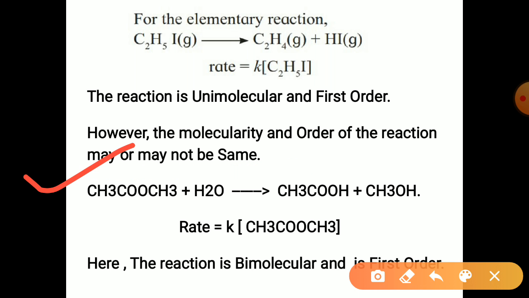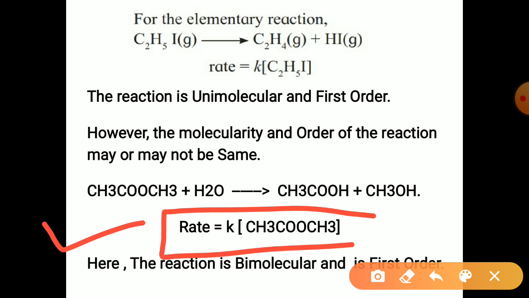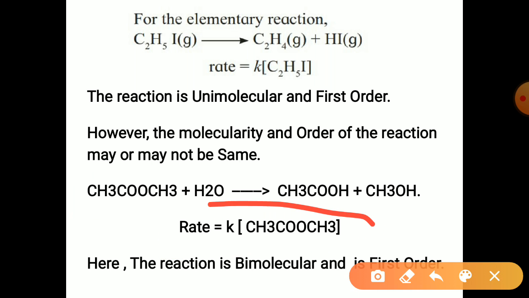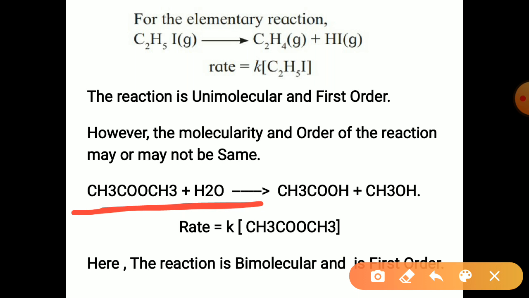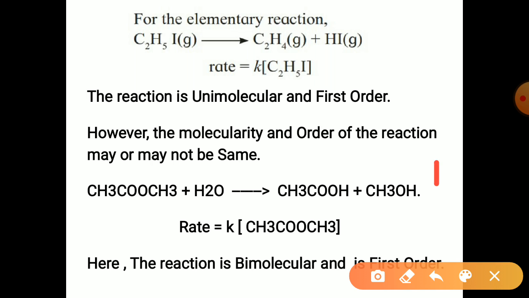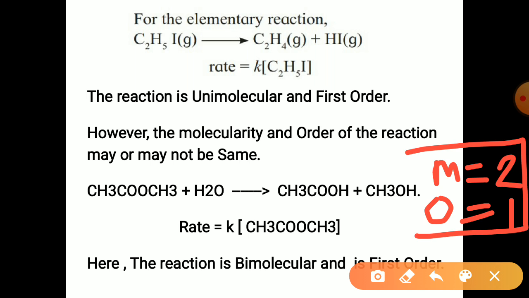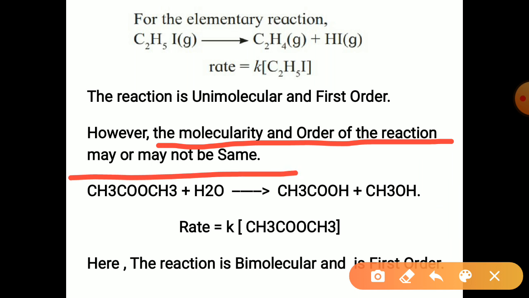In this reaction, methyl acetate undergoes hydrolysis to form acetic acid and methanol. The rate law is written in this way. The power of the concentration term is 1, so the order is 1, that is, first order. As two molecules are involved in this reaction, the molecularity is bimolecular. Here molecularity is 2 and order is 1, so they differ. Molecularity and order of a reaction may or may not be the same.